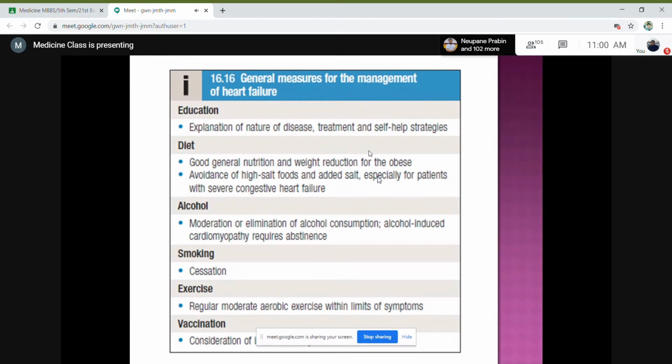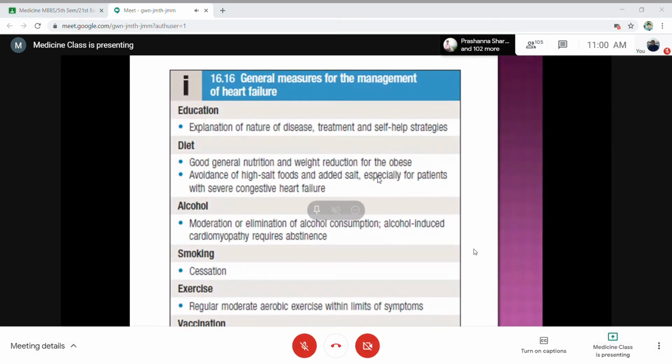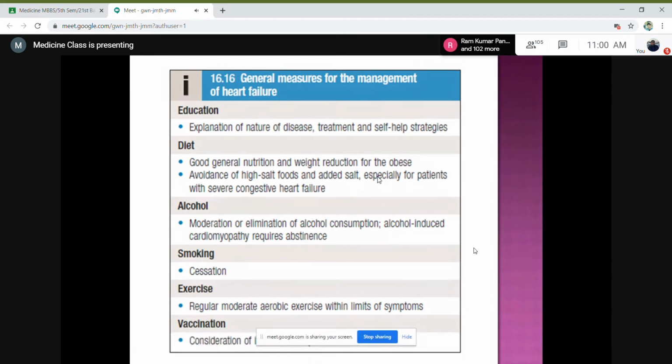Diet: good general nutrition and weight reduction for obese patients, and avoidance of high salt food and added salt, especially for patients with congestive heart failure. And alcohol: moderation or limitation of alcohol consumption, and in cases of alcohol induced cardiomyopathy, there should be complete abstinence. Smoking cessation should be encouraged, and regular moderate aerobic exercise should be advised for patients who are in NYHA functional class 1 to 3. And as we have said, influenza vaccination and pneumococcal vaccination are recommended for all the patients to prevent recurrent respiratory infections.